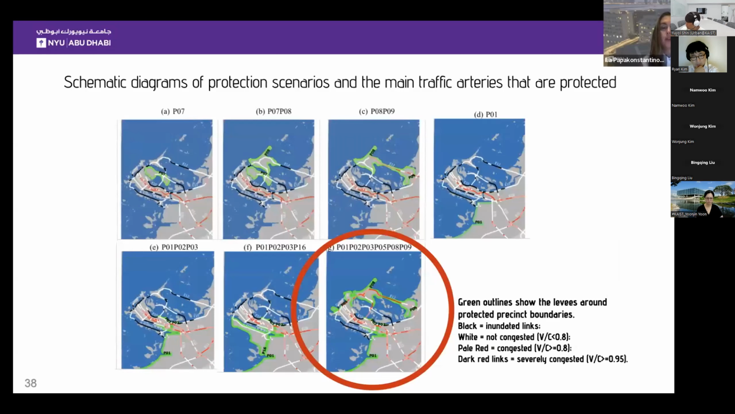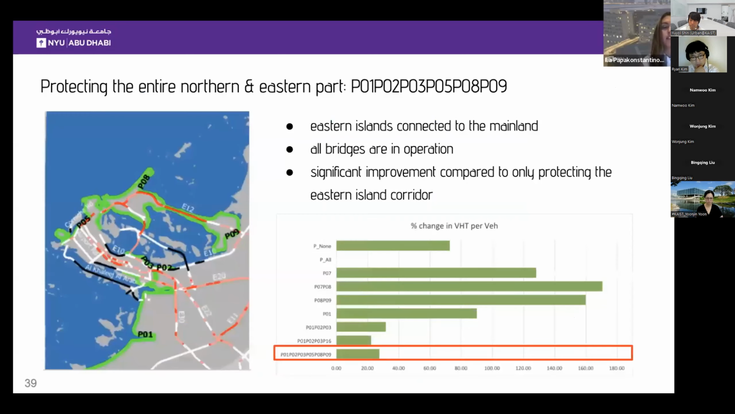Now we will look into the case P1, 2, 3, 5, 8, and 9, which is to protect the entire northern and eastern part. In this case, eastern islands are connected to the mainland, all bridges are in operation, and we notice a significant improvement compared to only protecting the eastern island corridor that we saw before. So here we have the smallest decrease in the number of vehicles.